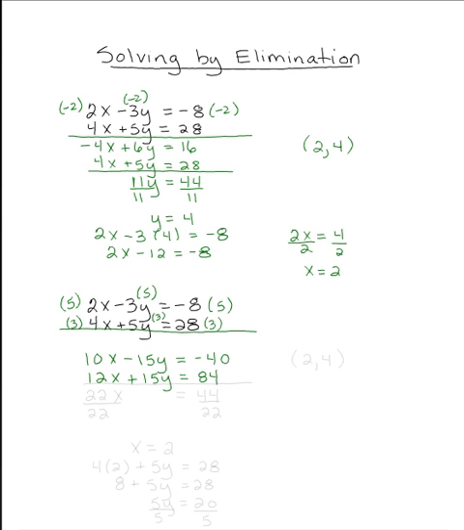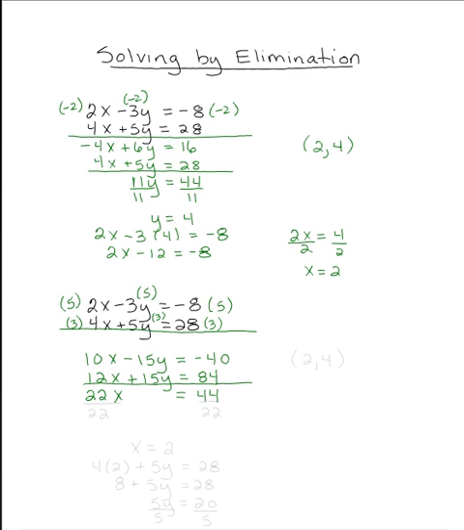Next, we're going to go ahead and do the math. So we eliminated the y's, which was the goal. Therefore, we now just have to add our x's together. So in this case, we have 10x plus 12x. Let's draw our line here. And we get 22x. Again, the y's are eliminated. Negative 15y plus 15y gives us 0. Then on the other side of the equal sign, we have negative 40 plus 84, and that gives us 44.